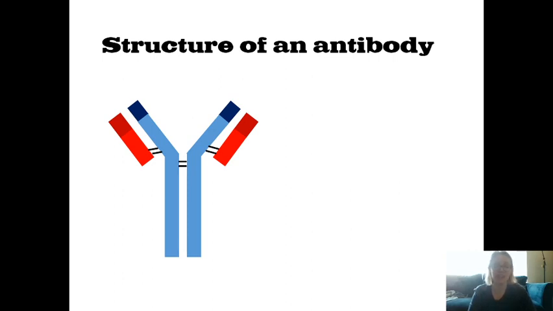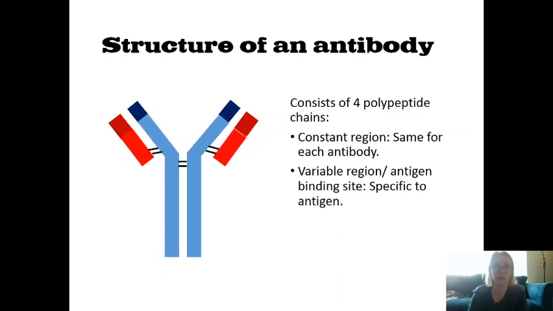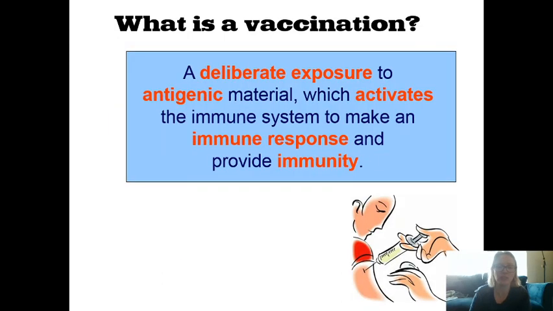So last lesson we looked at the structure of an antibody and how that relates to the function. So we talked about how it's made of 4 polypeptide chains. We've got a constant region, which is the same, and a variable region, which is the antigen binding site, and that's held together by disulfide bonds. And they can work in various ways. So these ideas that we looked at last lesson, and specifically the primary and secondary immune response, are really important to understanding the vaccination process.